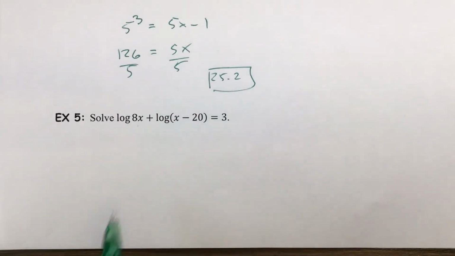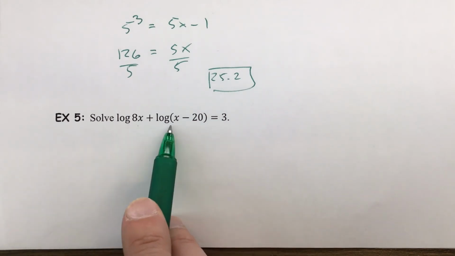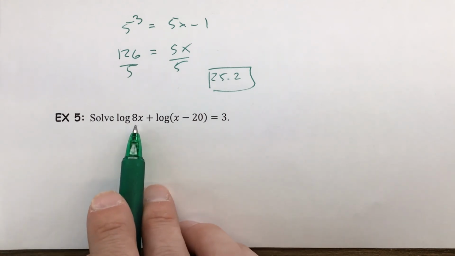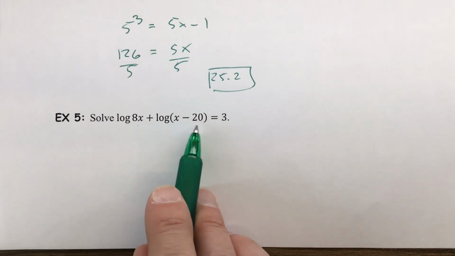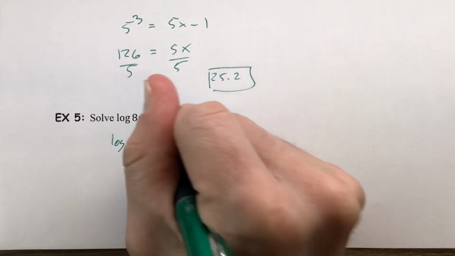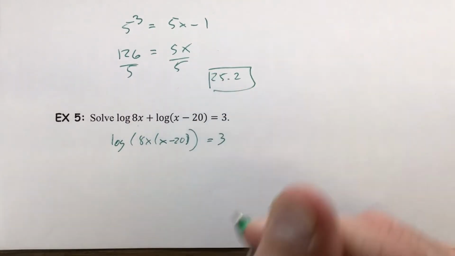In example 5, we've got x in 2 different locations, which happen to be in 2 different logarithms. However, the bases of those logarithms are going to be the same thing. They're both base 10. This is that common logarithm. Okay, so what we're going to start off with here is one of our logarithmic properties. We're going to go ahead and blend these together using what is called the product rule. We'll just need to multiply the 8x by the x minus 20. So we're going to get log of 8x multiplied by x minus 20, and that would be equal to 3.